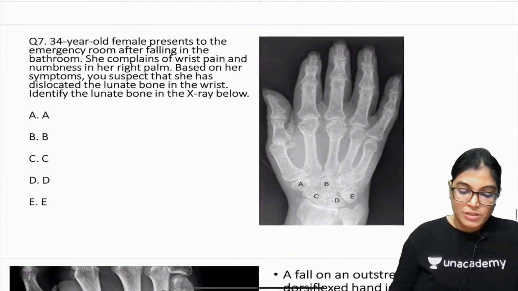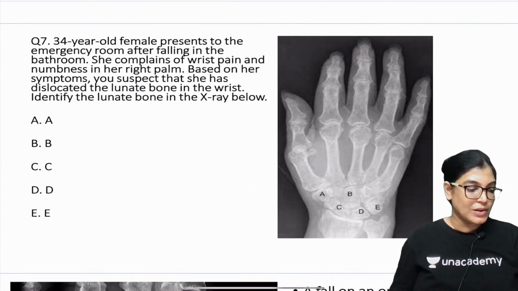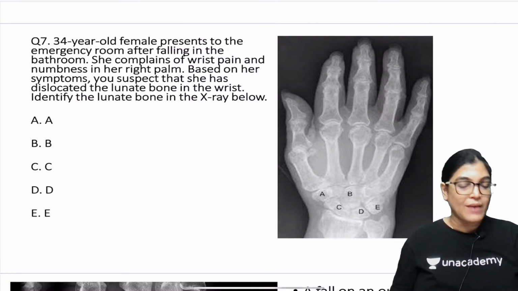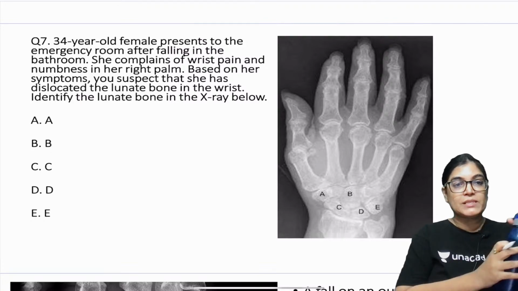Okay, my dear aspirants, let's move on to the next MCQ, that is question number 7. All the best for everyone. We have 10 questions, so 2-3 questions more. Question number 7, mark the correct answer.